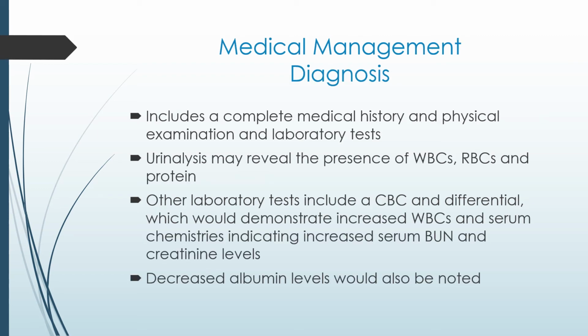So diagnosis. Diagnosis includes a complete medical history and then physical examination and then lab tests. But it is always going to start with that medical history, right? Urinalysis may reveal the presence of WBCs, RBCs, and protein. Other lab tests will include a CBC and a differential, which would demonstrate increased WBCs, and serum chemistries indicating increased serum BUN and creatinine levels. Decreased albumin levels would also be noted.